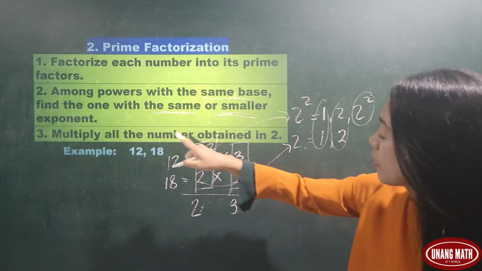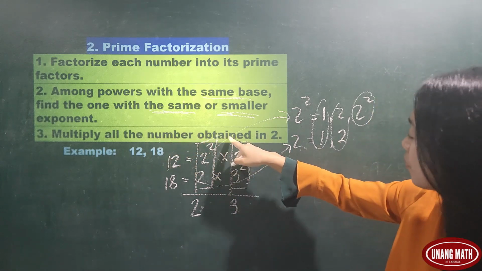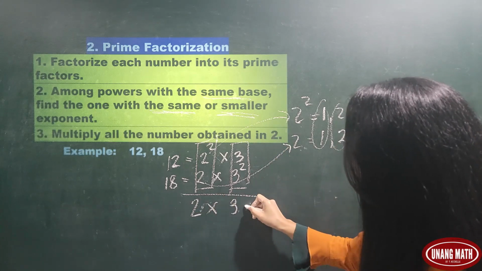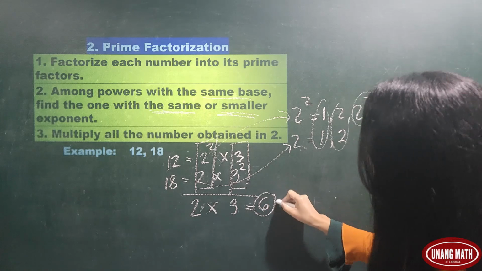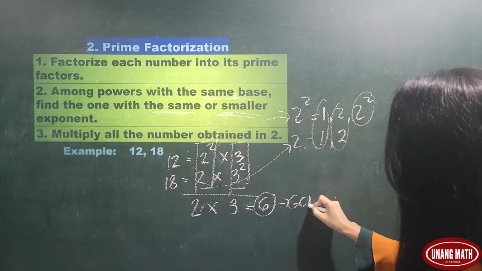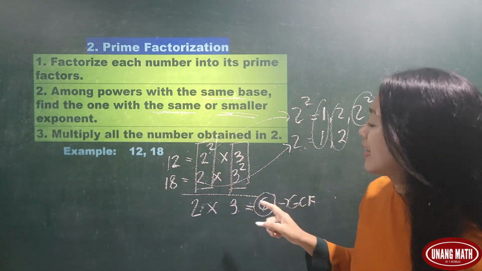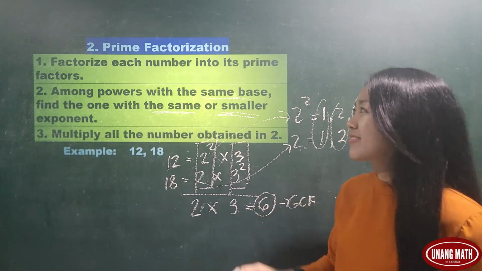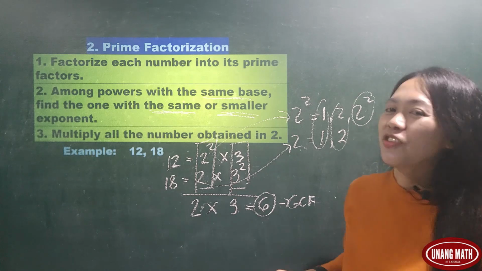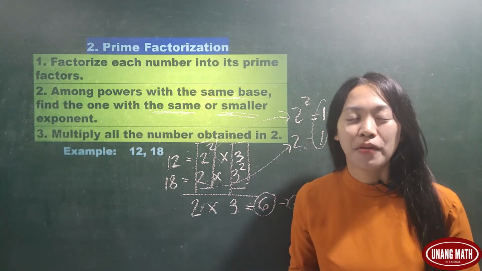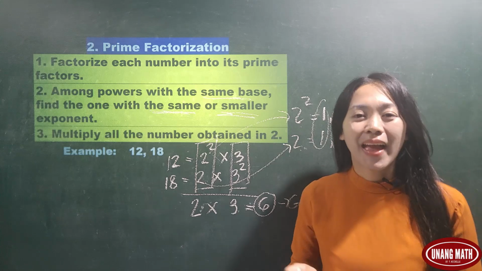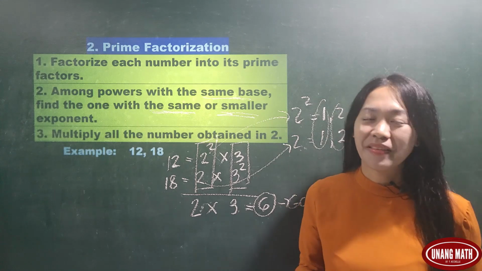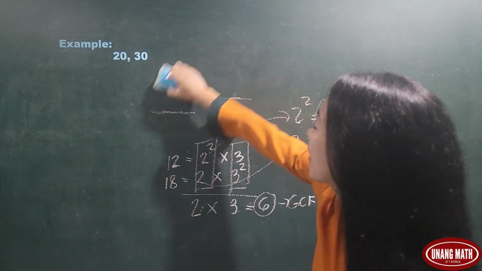Okay, third step, multiply all the numbers obtained in step 2. So 2 times 3, the answer is 6. Okay, 6 is the GCF of 12 and 18 using the prime factorization method. Prime factorization is used if the given numbers are large numbers and if the given numbers are 3 or more numbers. Let's have another example.